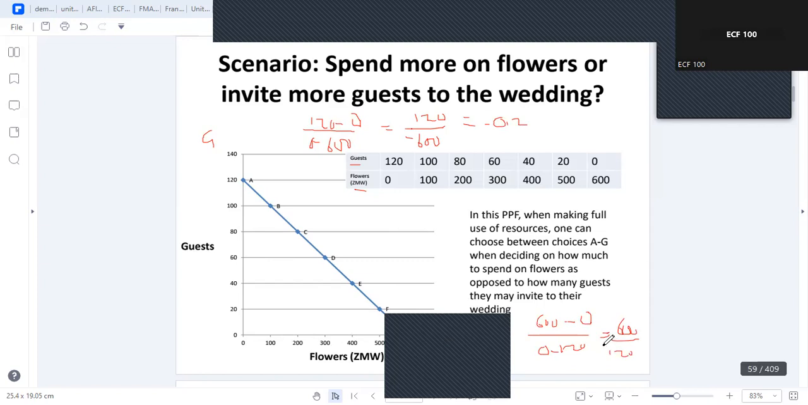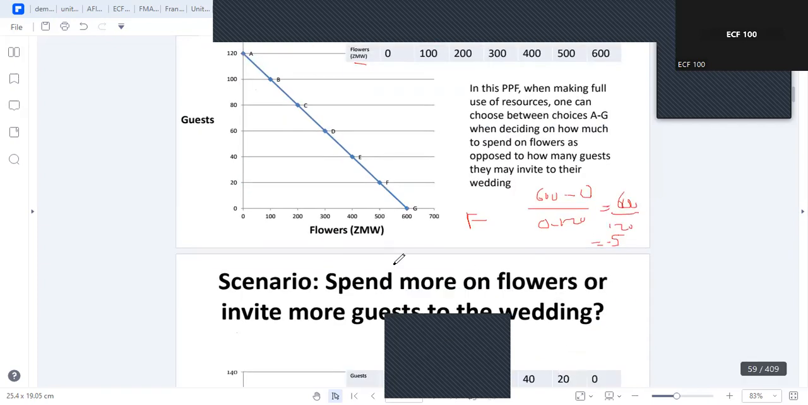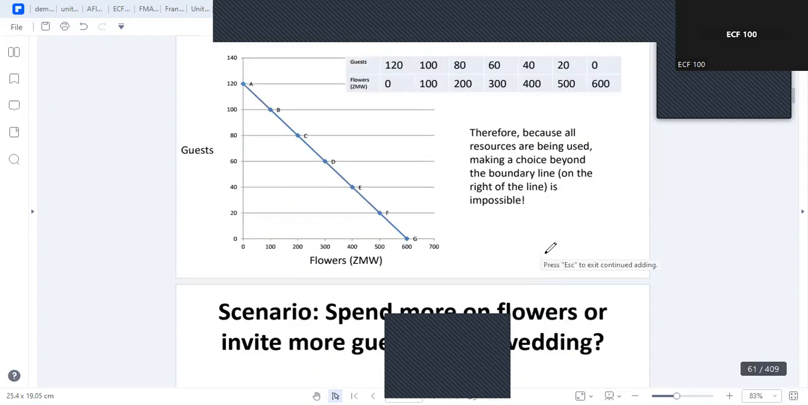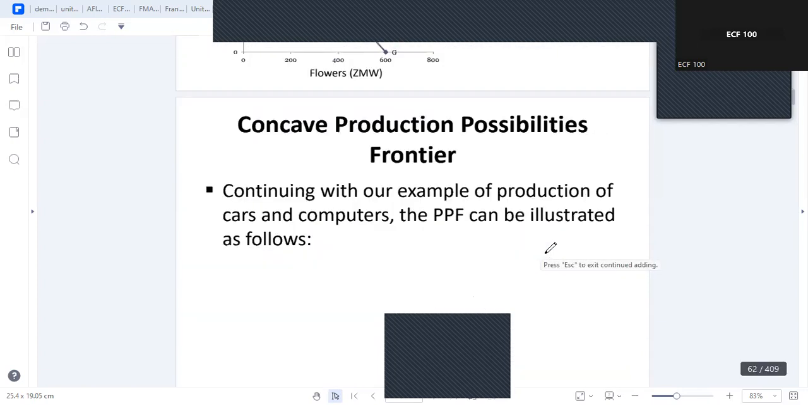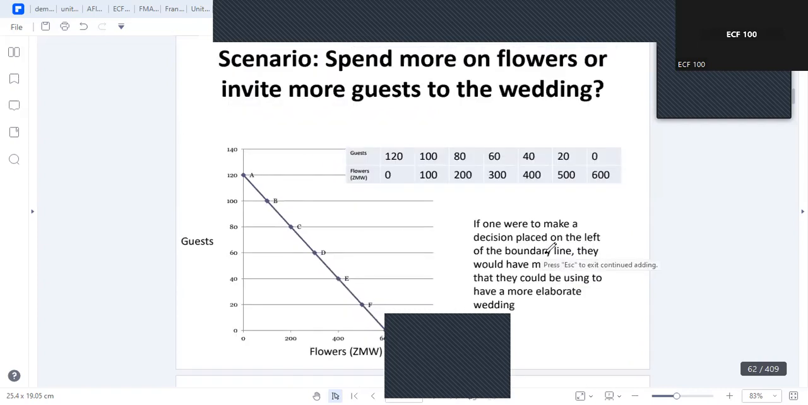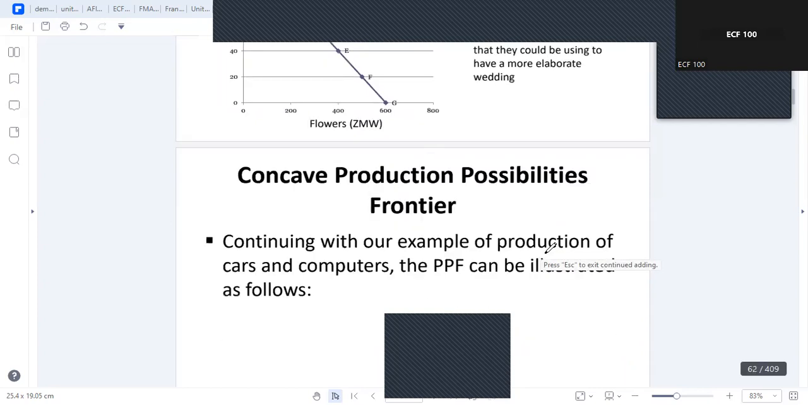So when you divide that, you're going to get negative 5. So now we need to understand, in this scenario, we're being asked what is the opportunity cost using the curve, on how much must be forgone with the limited resources for having guests at the expense of flowers. So I've given you the computation here. You will need to calculate the marginal rate of substitution of one for the other.